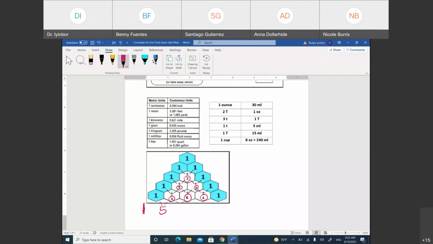4 plus 6 is 10 is the next number. Everybody see what I'm doing? Yeah. What is going to be the next one? 6 plus 4? Another 10. Another 10.